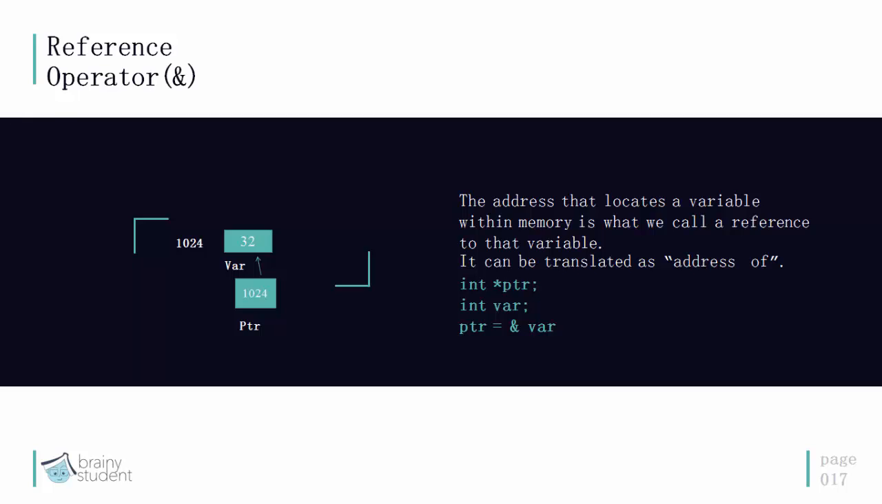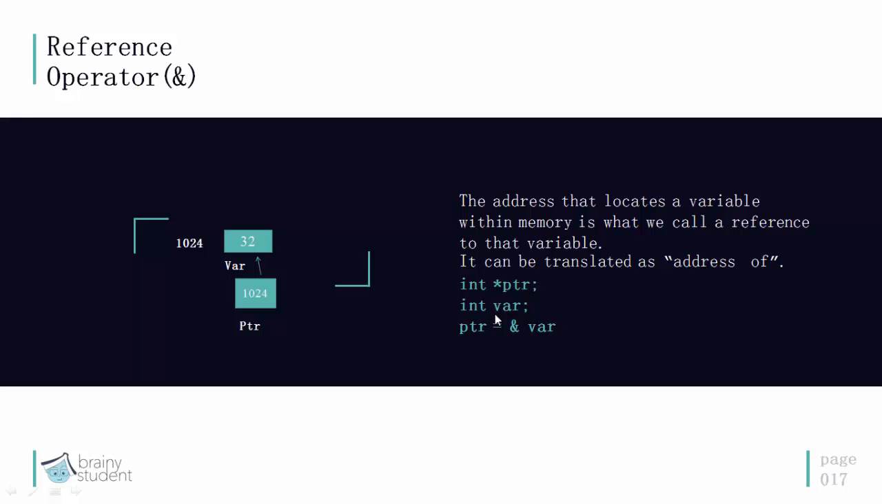So this is known as the reference operator, or we can call it address of. It can be translated as address of. If I'm declaring a pointer variable, return type star ptr, it is not a normal variable, it is a pointer variable, which means it will hold the address of some other variable. Which type? Integer type, because this pointer variable is of integer type.